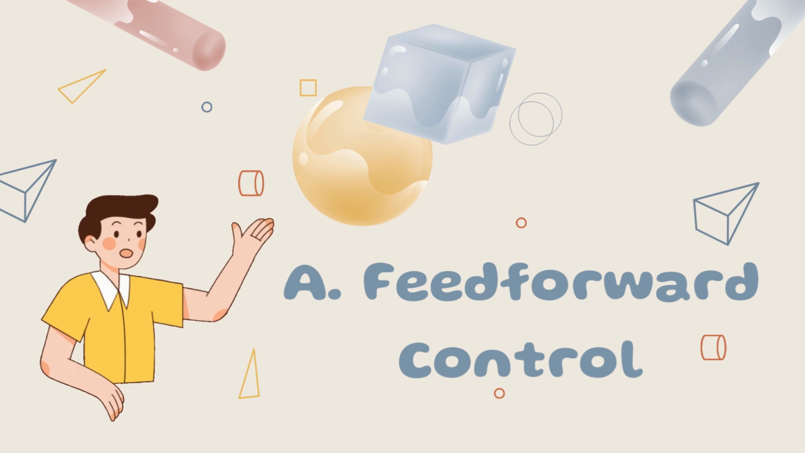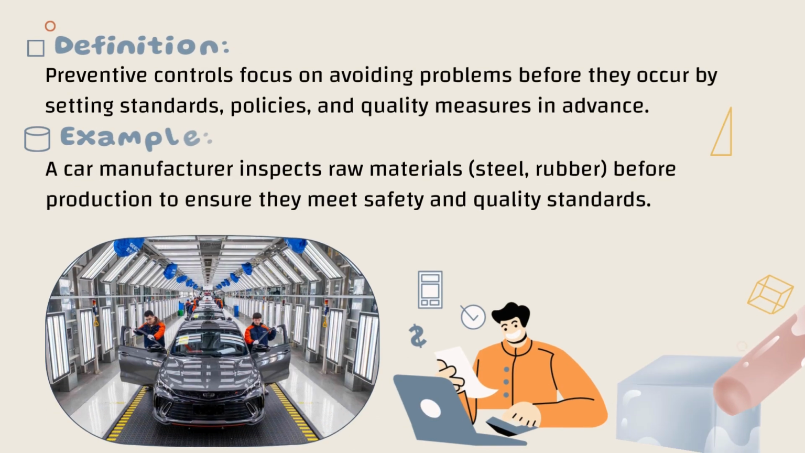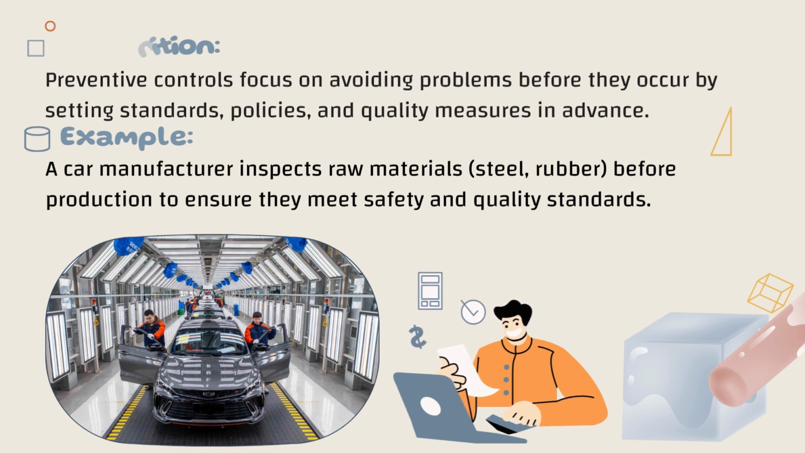Now, let's look at preventive control, feed-forward control, before activity. Definition: preventive controls focus on avoiding problems before they occur by setting standards, policies, and quality measures in advance. Example: a car manufacturer inspects raw materials, steel, rubber, before production to ensure they meet safety and quality standards.